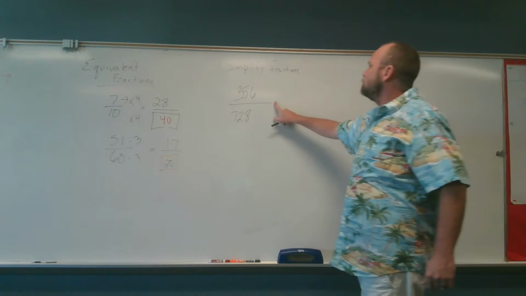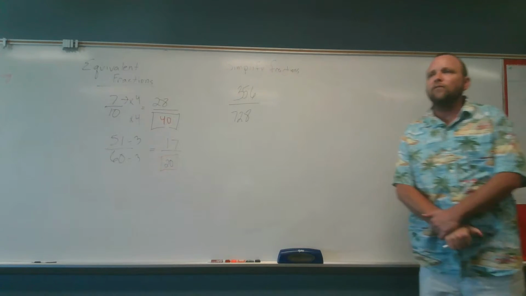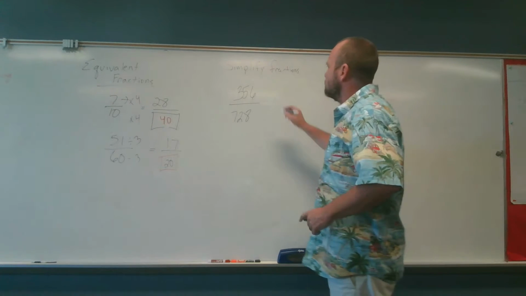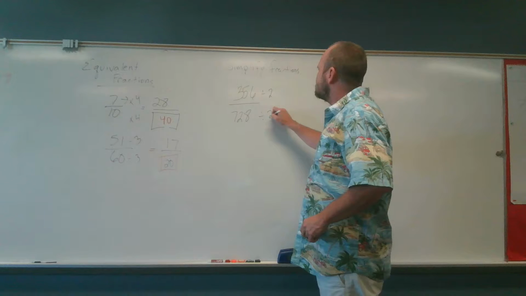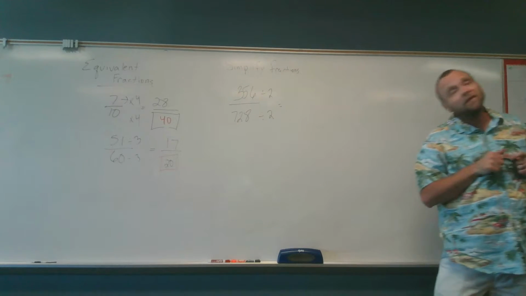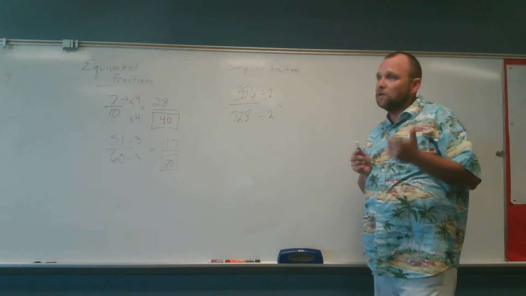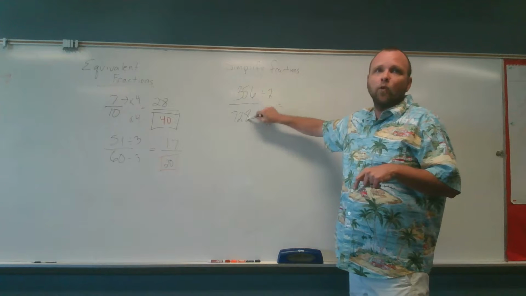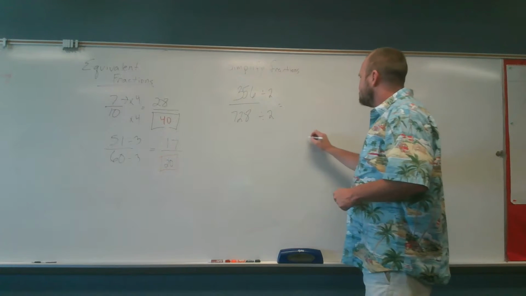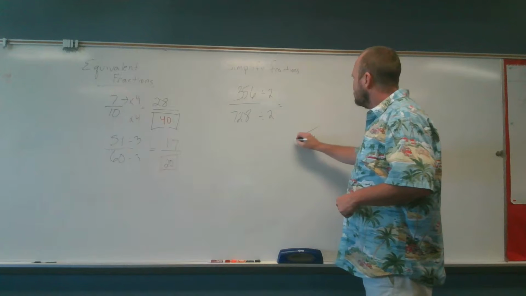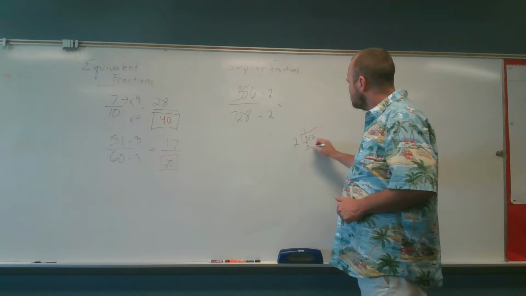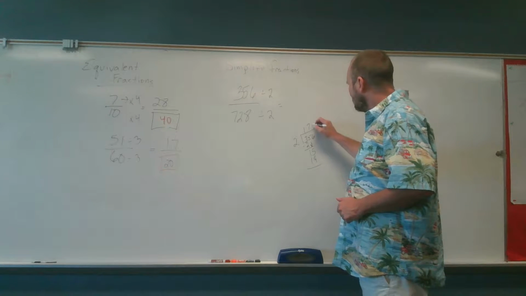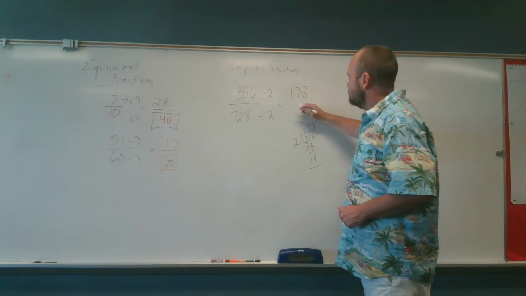Okay, but what do you know? Each of these, if you just look at it, you can tell they're both divisible by what? 2. I can divide both of these by 2 because they're both even numbers. You're looking at the ones place. So 356 divided by 2 is 178.